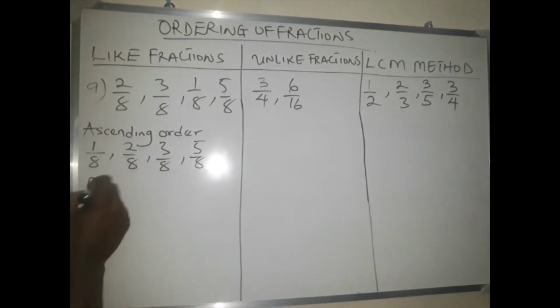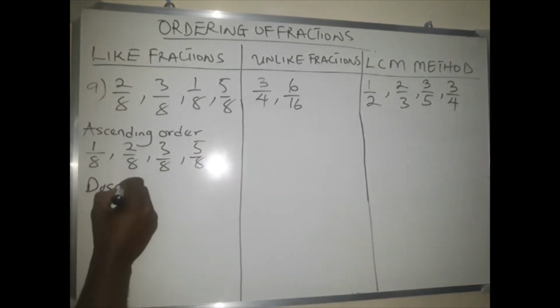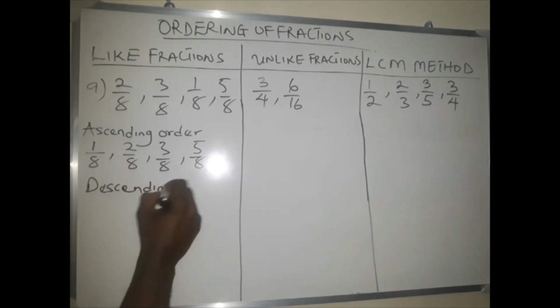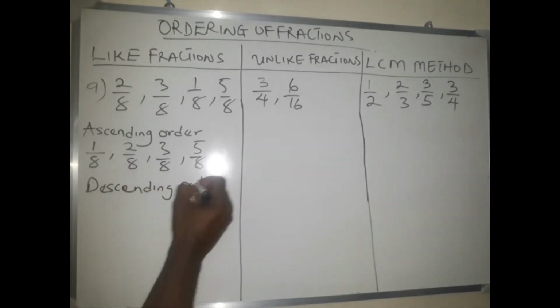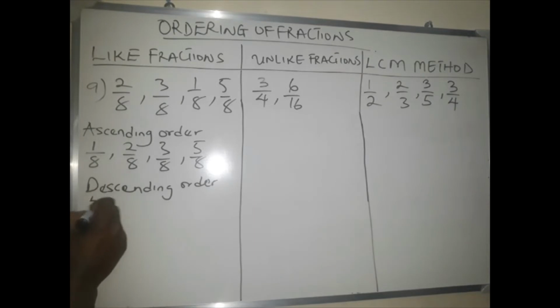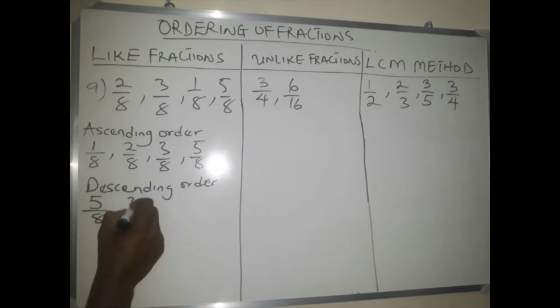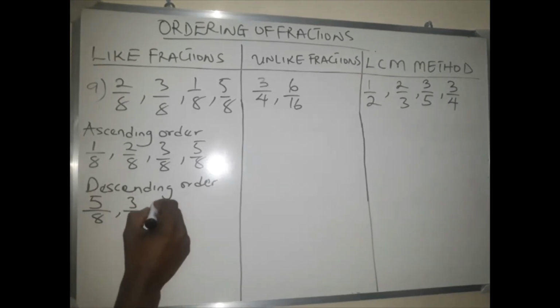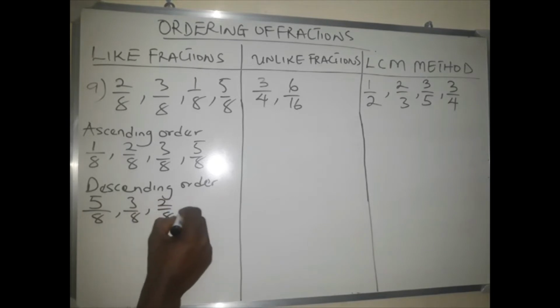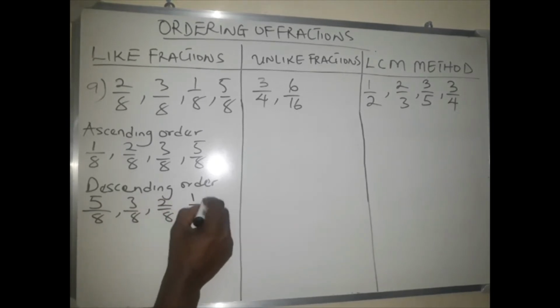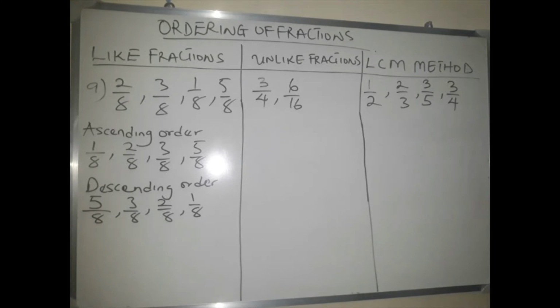But if we want to arrange it in the descending order, then we'll start with the largest fraction, which is 5 over 8, then the next, which is 3 over 8, then 2 over 8, then 1 over 8. So this is how you're able to arrange like fractions in ascending or descending order. Now let's go to the next example on the board.